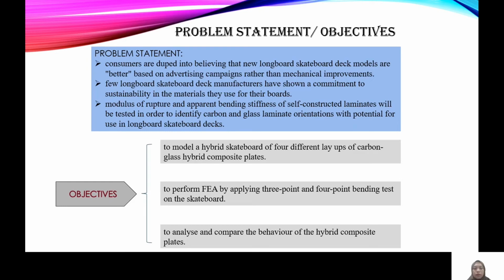The objectives of this project are to model a hybrid skateboard of 4 different layups of carbon glass hybrid composite plates, to perform finite element analysis by applying 3-point and 4-point bending tests on the skateboard, and to analyze and compare the behavior of the hybrid composite plates.